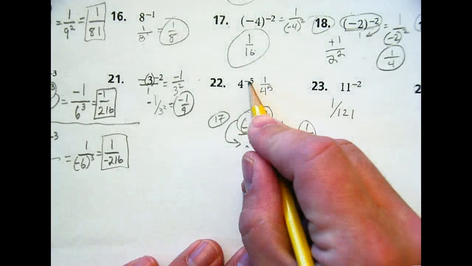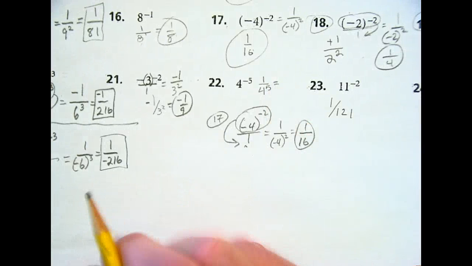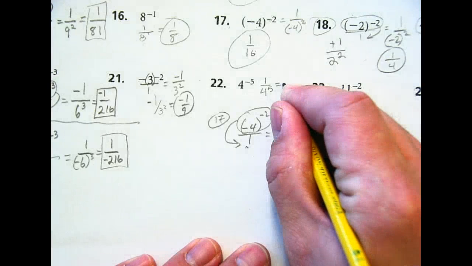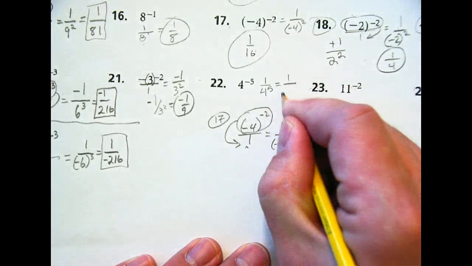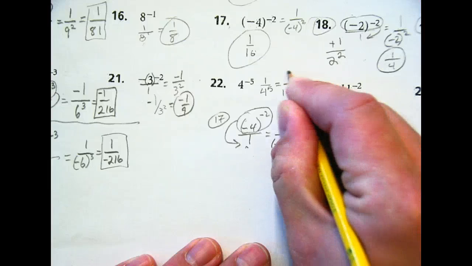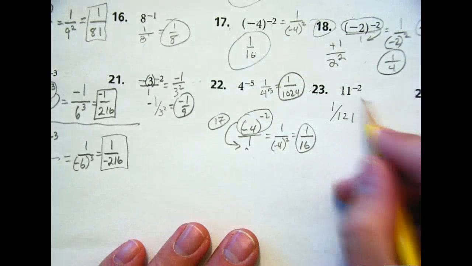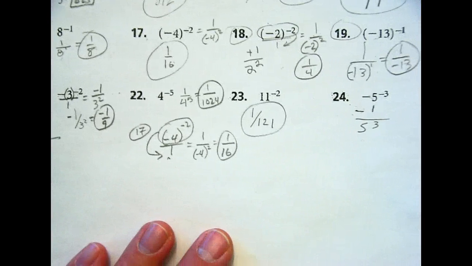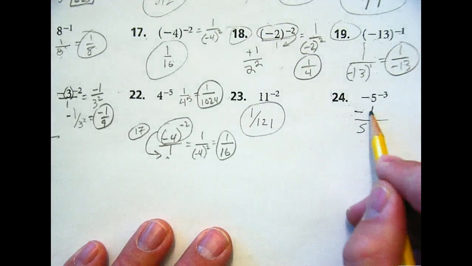Okay? This one's right, 1 over 4 to the 5th, and 4 to the 5th happens to be, what is it? Thank you. 1,024. Good. Well done. And there's a negative again. The negative stayed on top.